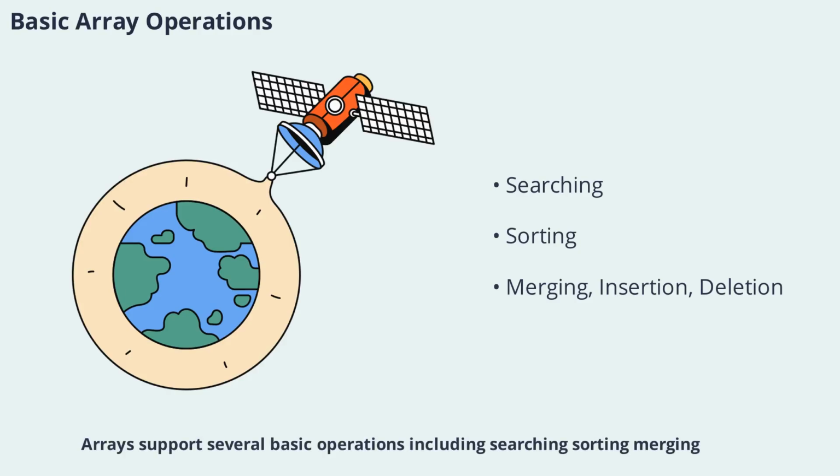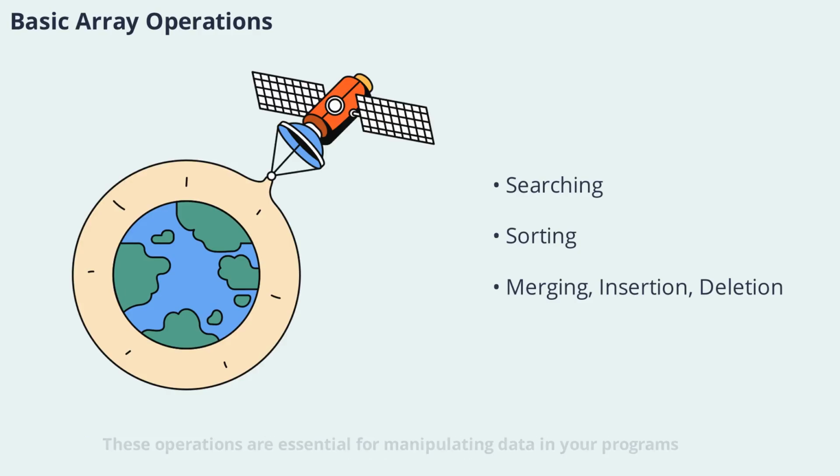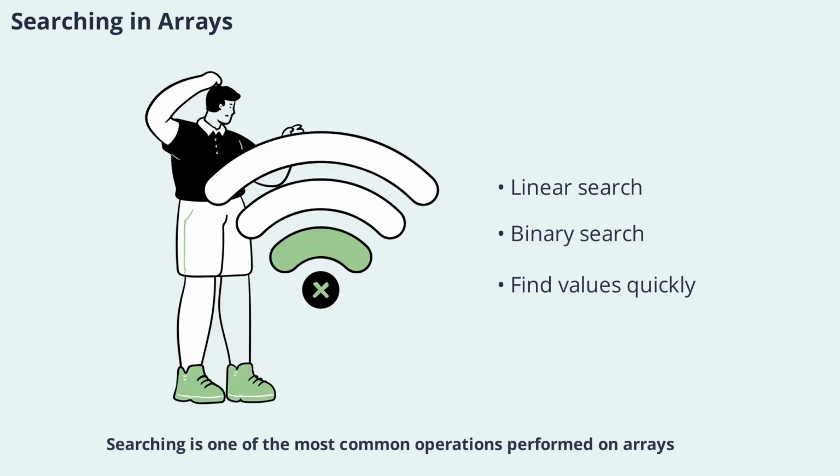Arrays support several basic operations, including searching, sorting, merging, insertion, and deletion. These operations are essential for manipulating data in your programs. Mastering these will help you solve a wide range of problems, from finding a specific value to organizing data in a particular order. Searching is one of the most common operations performed on arrays.